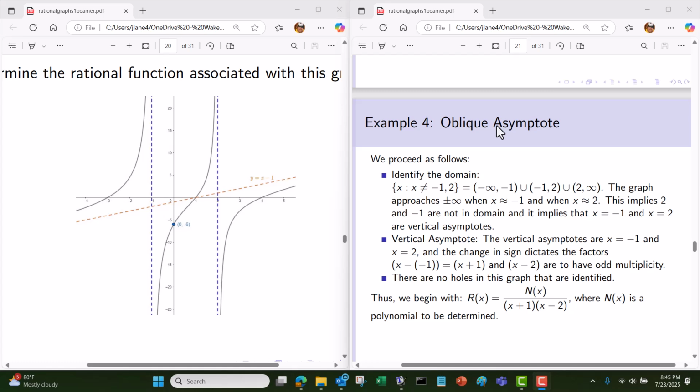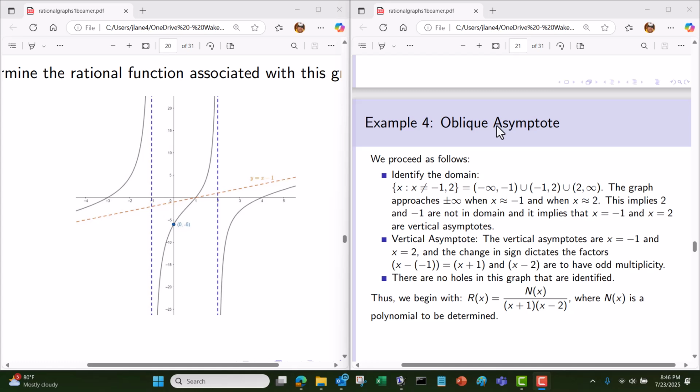There is a sign change around these vertical asymptotes. Around the vertical asymptotes, it's positive on one side and negative on the other side. Now remember that vertical asymptotes correspond to roots of the denominator. So we have roots of the denominator at -1 and 2. That means that x plus 1 and x minus 2 are factors in the denominator. Because there is a sign change around these vertical asymptotes, we know that the multiplicity of these roots has to be an odd number. So we're going to set that to be 1 for now. We'll adjust it if we need to later.